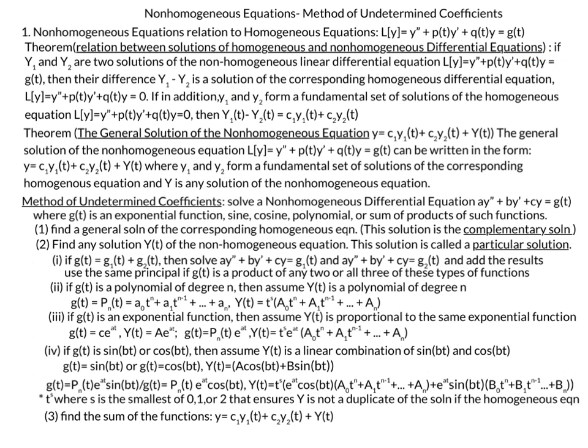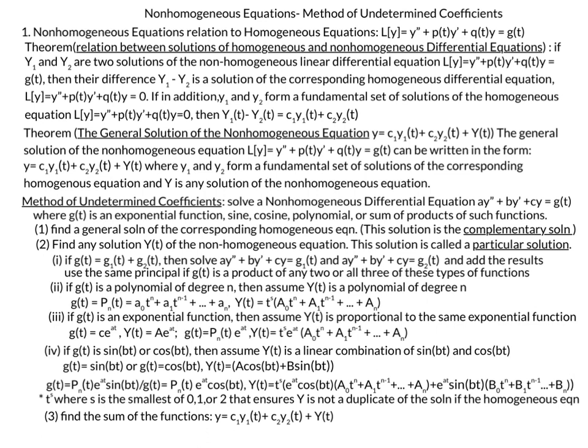If, in addition, y1 and y2 form a fundamental set of solutions to the homogeneous equation, then our particular solution, capital Y1 minus capital Y2, is a linear combination of our fundamental set of solutions.